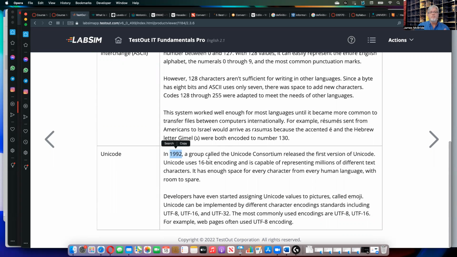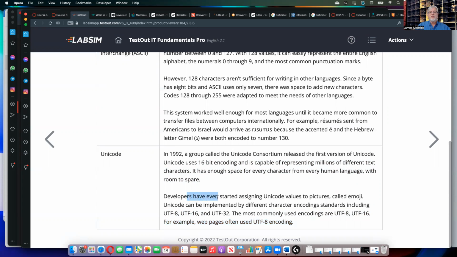In 1992, the Unicode Consortium released the first Unicode, and it uses 16-bit encoding. And so it's capable of representing millions of different text characters. And that's enough space to do a lot of things with. And so we deal with different versions of that, Unicode, UTF-8, 16, and 32. You can guess what these last numbers are. But for example, web pages often just use UTF-8 because that's enough for them.